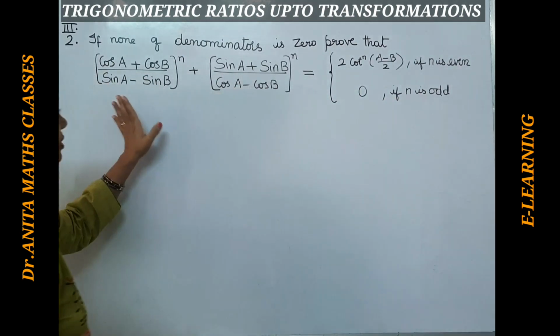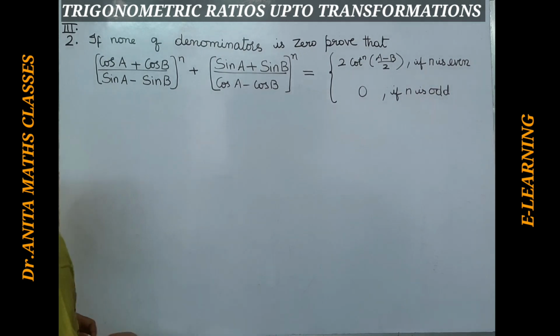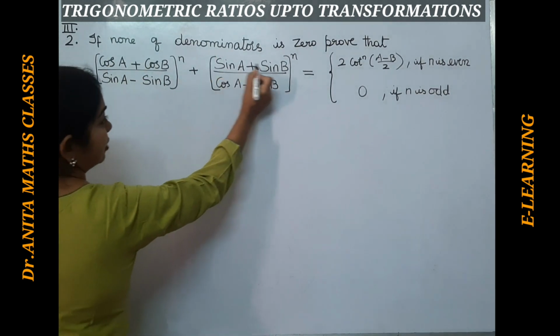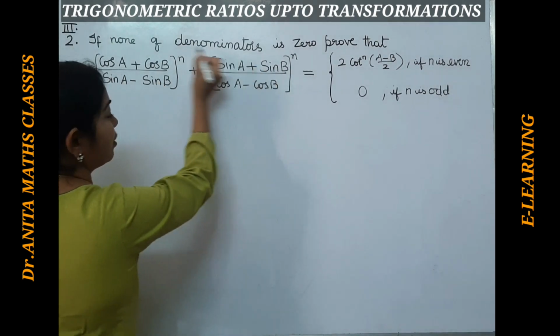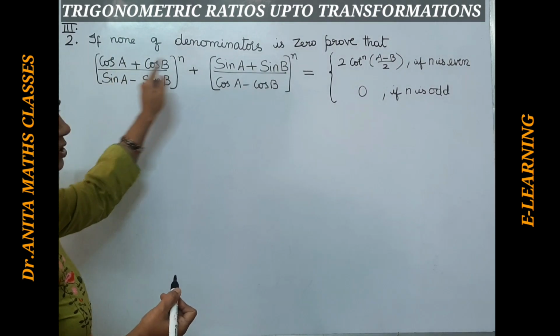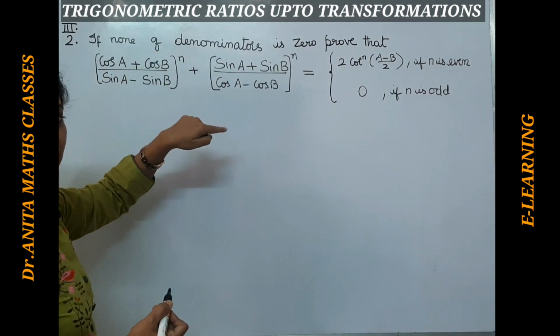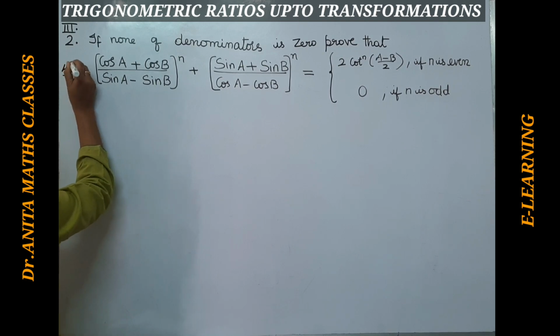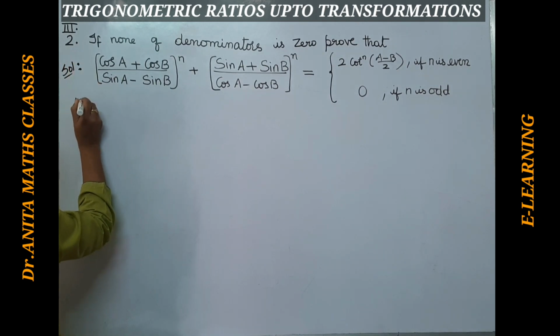Now let's get started with this from the LHS part. If you see here, cos A, cos B, sin A, sin B, all these can be transformed into the product transformations. They are in the sum position. So we can transform them into the product by using the transformation formulas.